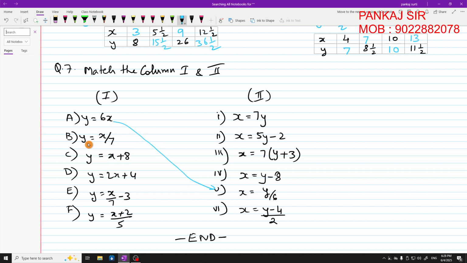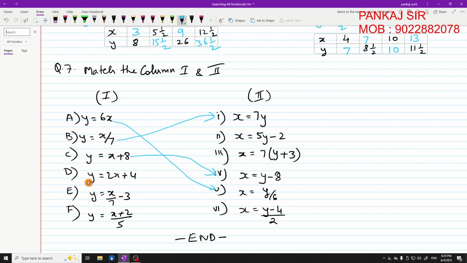Okay. Then y equal to x upon 7. So x will be 7 into y. So x equal to 7 into y is over here. Y is equal to x plus 8. So x will be y minus 8. So x is equal to y minus 8 is over here.